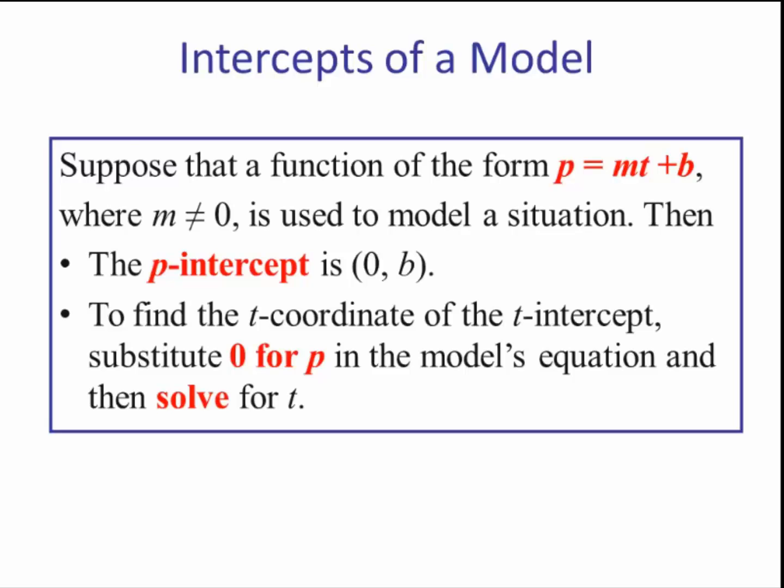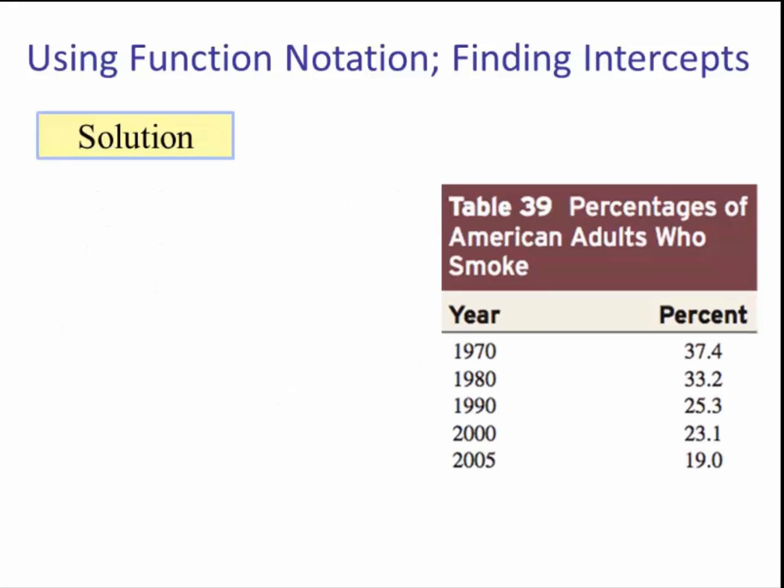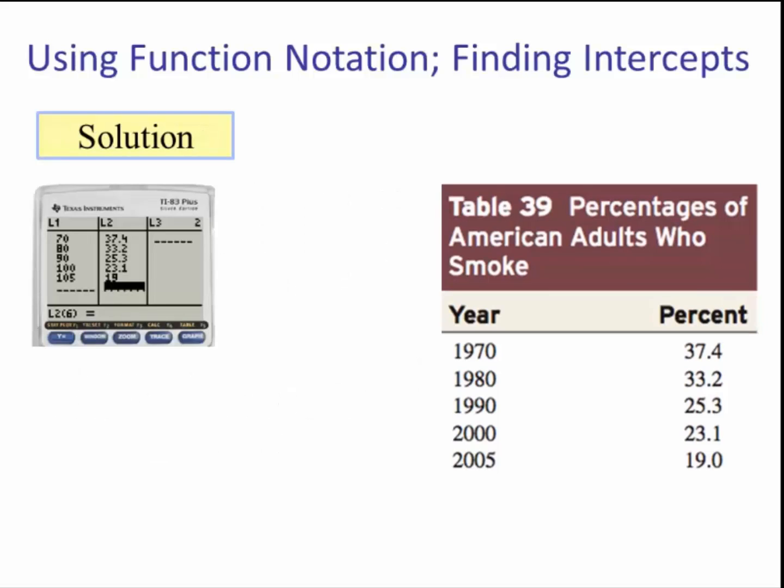Let's do an example. Example 2. Cigarette smoking has been on decline for the past several decades. Let P be the percentage of American adults who smoke at T years since 1900. Find a linear model for this data set. So we have our table here.